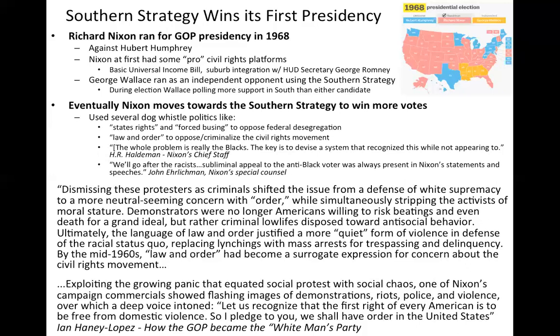Exploiting the growing panic that equated social protests with social chaos, one of Nixon's campaign commercials showed flashing images of demonstrations, riots, police, and violence, over which a deep voice and tone let us recognize that the first right of every American is to be free from domestic violence. So I pledge to you, we shall have order in the United States.